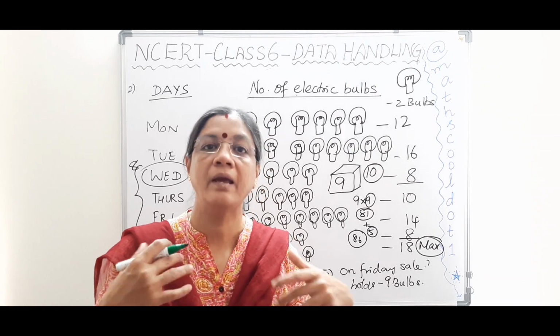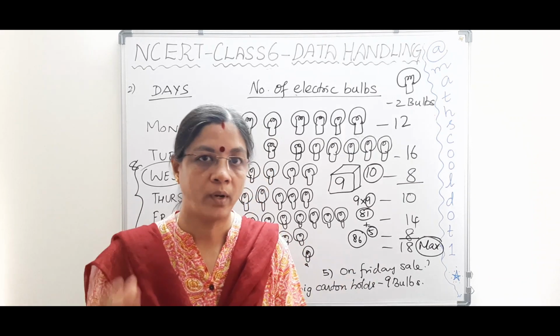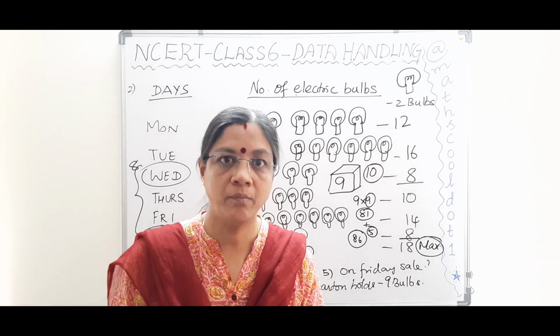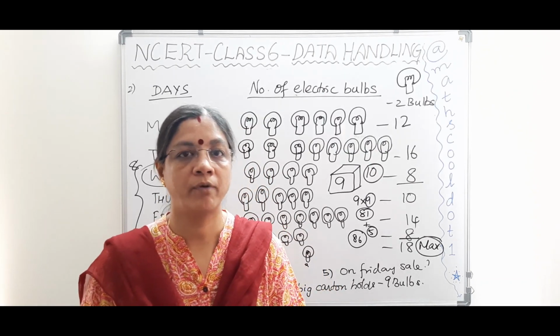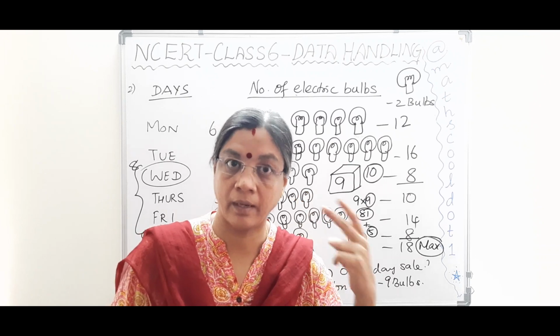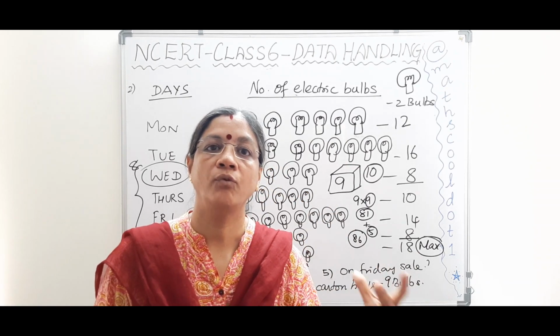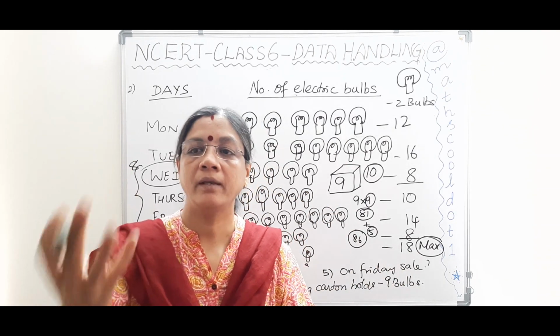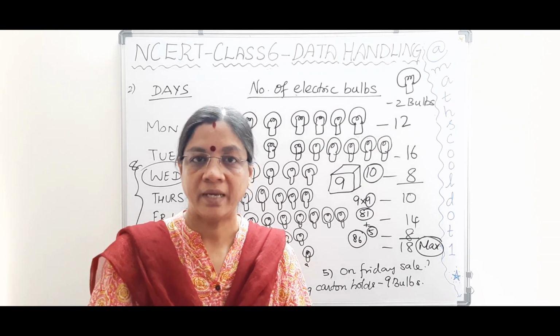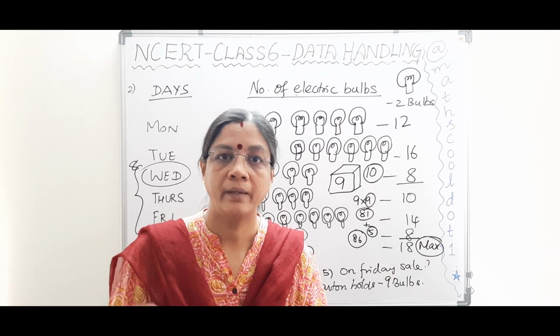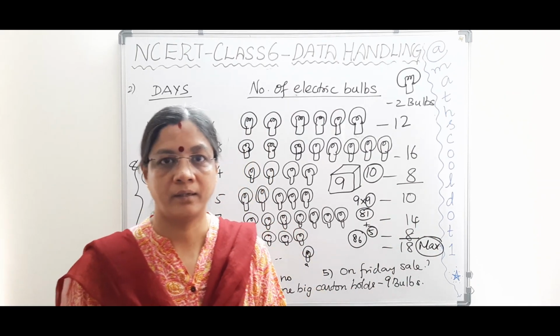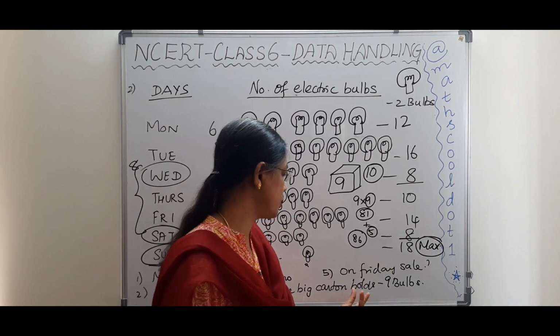Do you understand? So there are 86 bulbs in total. One carton can hold 9 bulbs. Therefore 86 divided by 9 will be 9 and remainder will be 5. So there are 9 cartons which can hold 9 bulbs fully, and for the remaining 5 bulbs we need another carton to hold them. So 9 plus 1, totally we need 10 cartons. Do you understand? So that is how this question is answered.